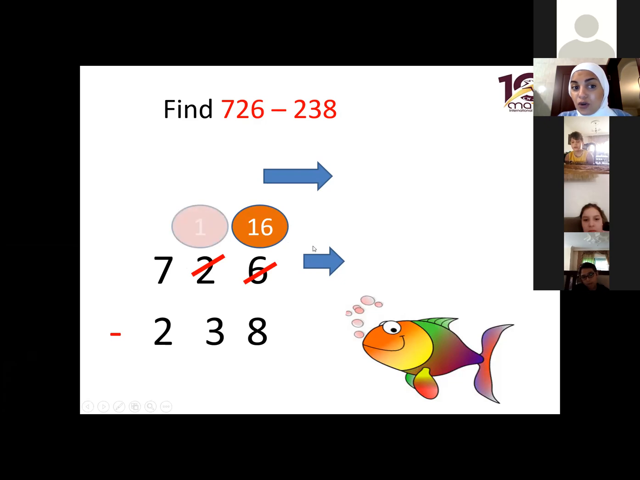12. No, we took 10 from it. We took a 10. Oh, 1. Okay, we took 1, so it becomes 1. 16. Now let's subtract. Let's take away 16 take away 8, Muhammad. 16 take away 8.